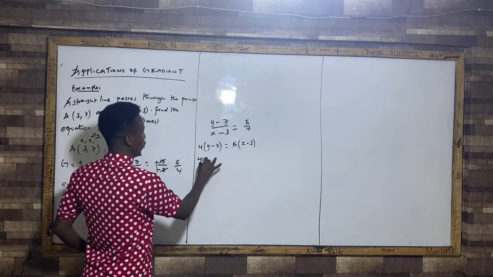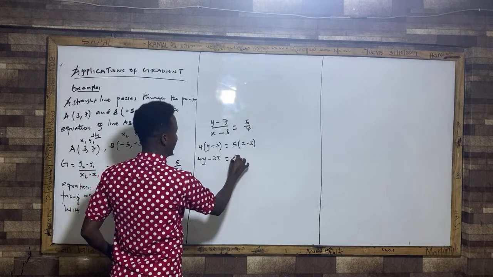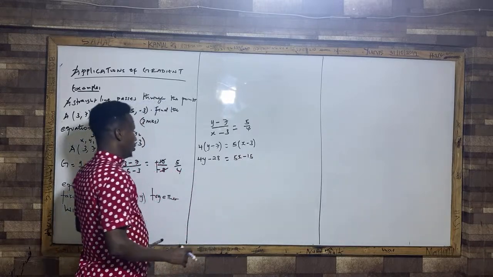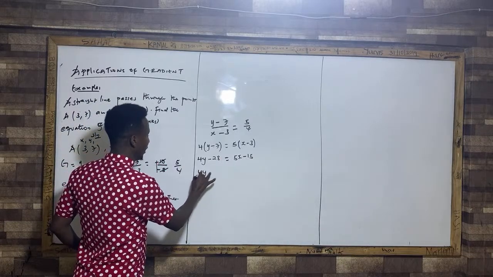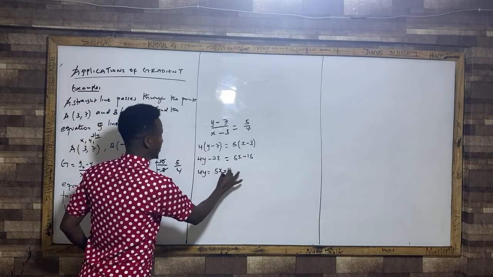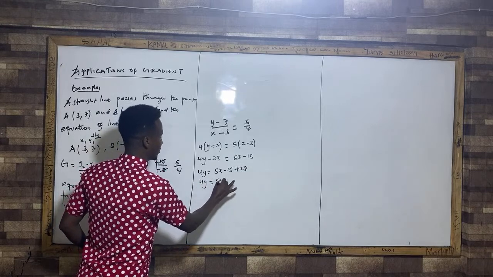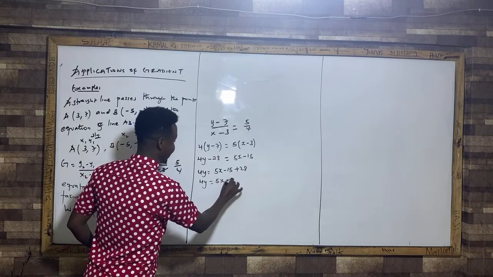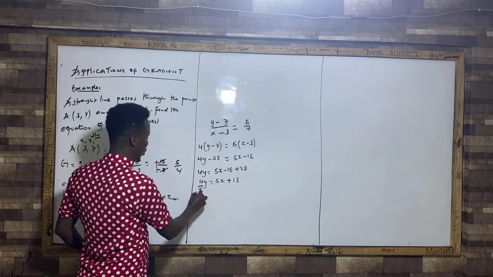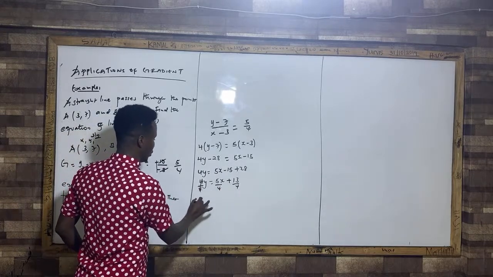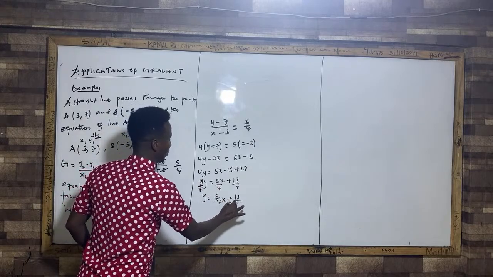So this will be 4y minus 28, okay? 4y minus 28 is equal to 5x minus 15. So what are we going to do? We'll take this one to the other side. So we'll have 4y is equal to 5x minus 15 plus 28. So 4y is equal to 5x plus 13, subtracting 15 from 28, yeah? So divide throughout by 4. So y is equal to 5 out of 4 x plus 13 out of 4.